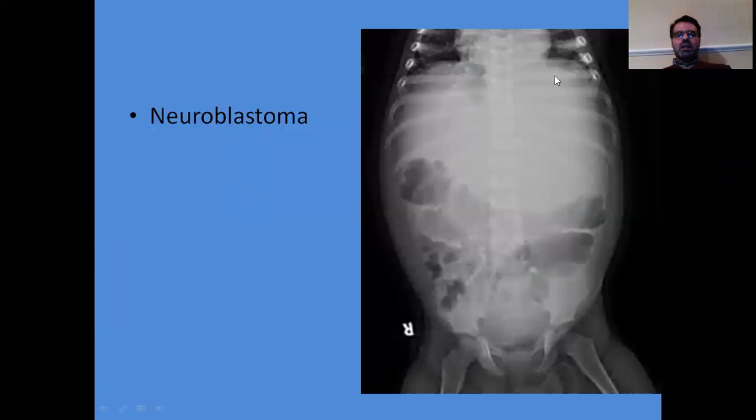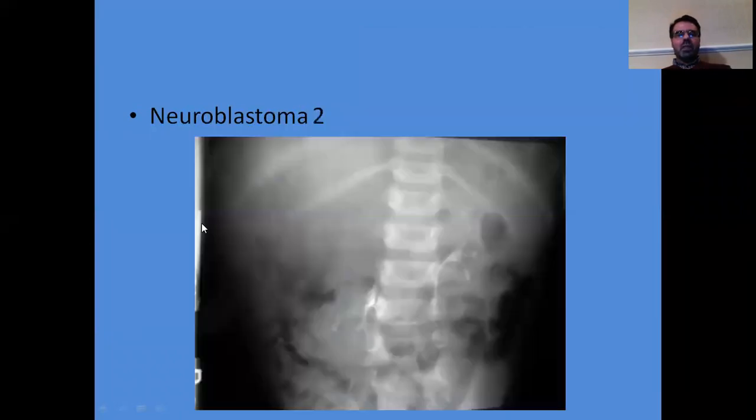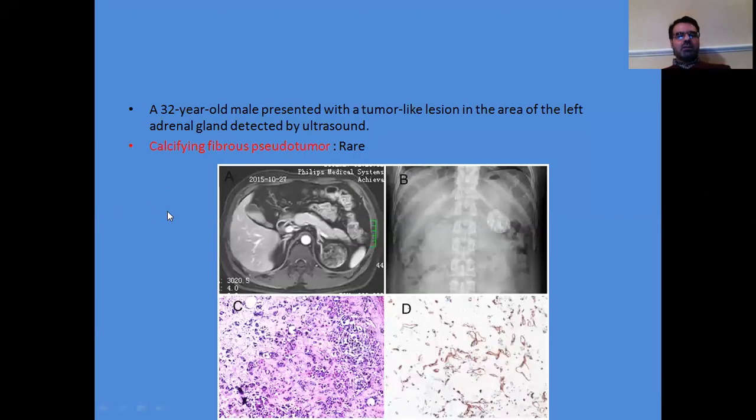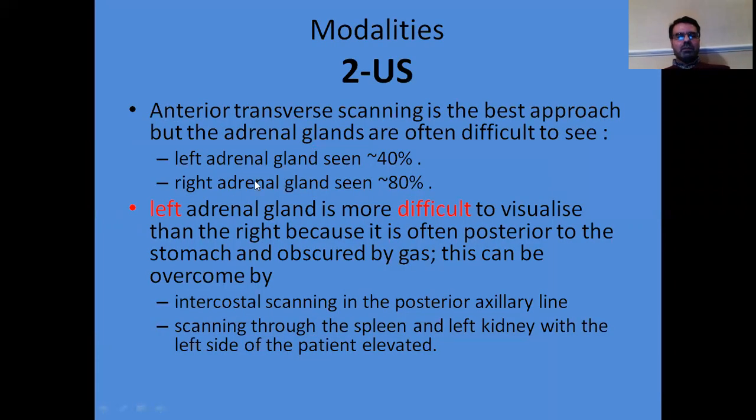Neuroblastoma can also be seen as a mass with effect on the colon. This is another example of neuroblastoma with a mass effect on the right kidney. Sometimes you can see calcifications in rare pathologies, such as this case of calcifying fibrous pseudotumor. The second modality is the ultrasound, which is also limited, but it can have a role in the pediatric population.